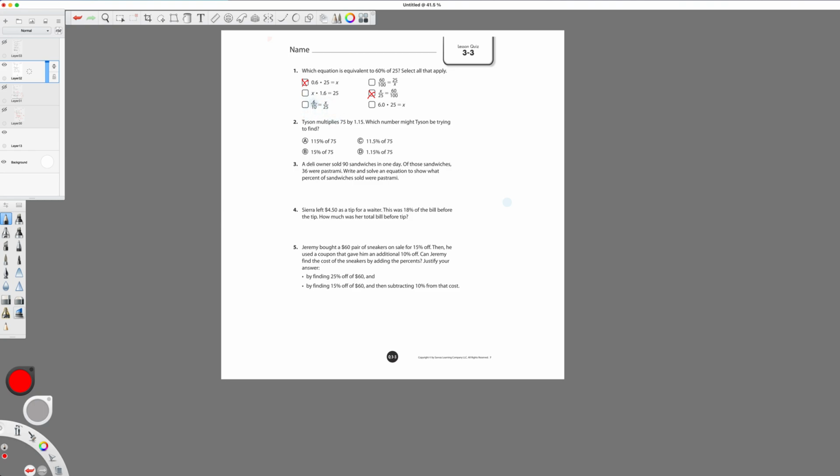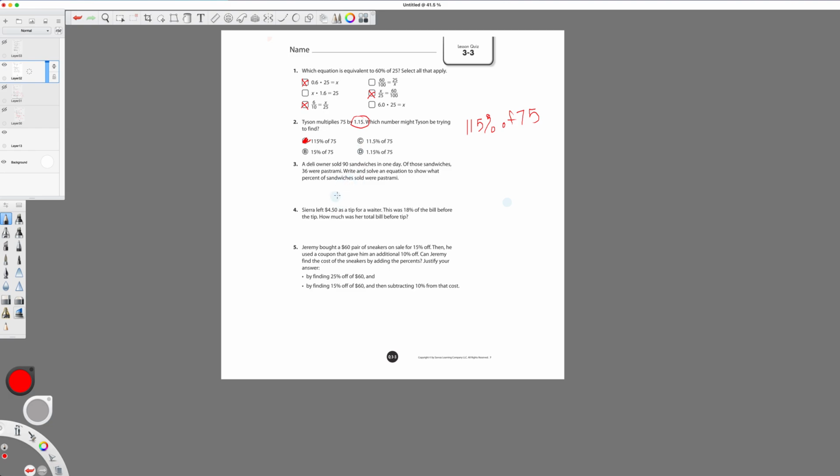If you look at it, 6/10 is 60 hundredths with a 0 taken away from each one. So it's really the same thing. So those are 3 correct ways of doing that. Number 2, Tyson multiplies 75 by 1.15. Which number might Tyson be trying to find? Well, 1.15 is the decimal for 115%. So he could have been finding 115% of that 75. And that one's right there.